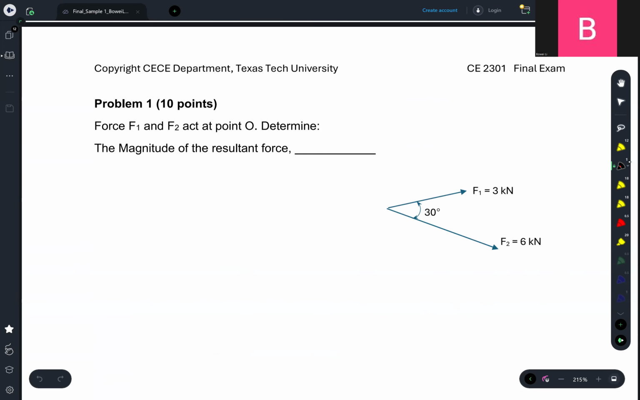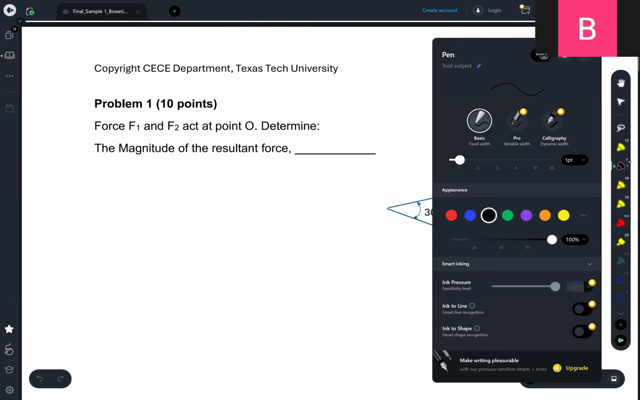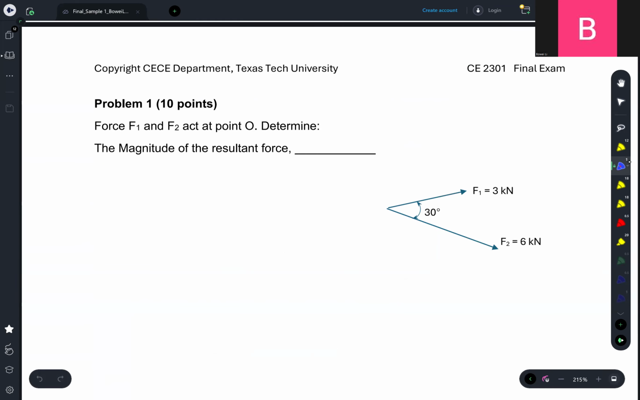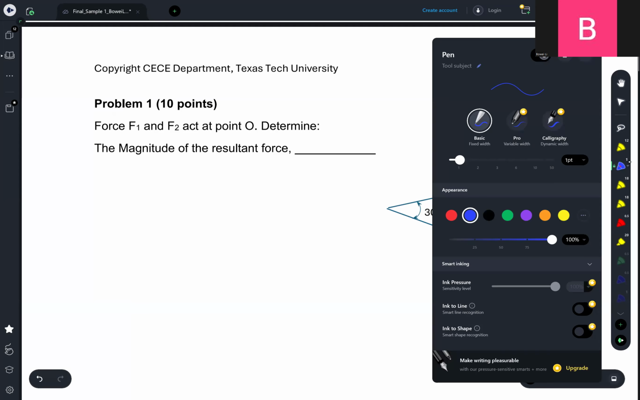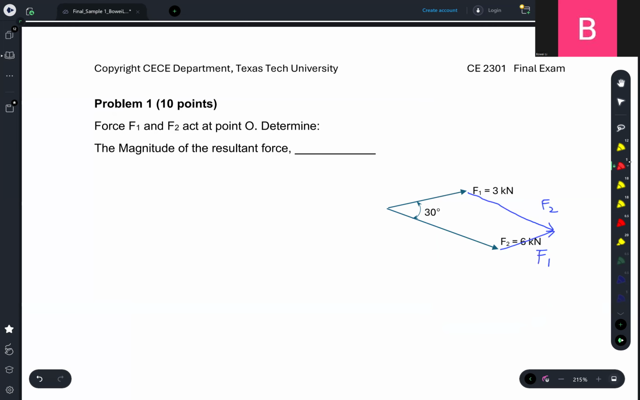Okay, so for the problem, we have already drawn the parallel of the two vectors, right? We directly copy the two vectors such that we have them here. And then we have a parallelogram. So now we can have the resultant across the diagonal, right? Okay, so we have our R here.